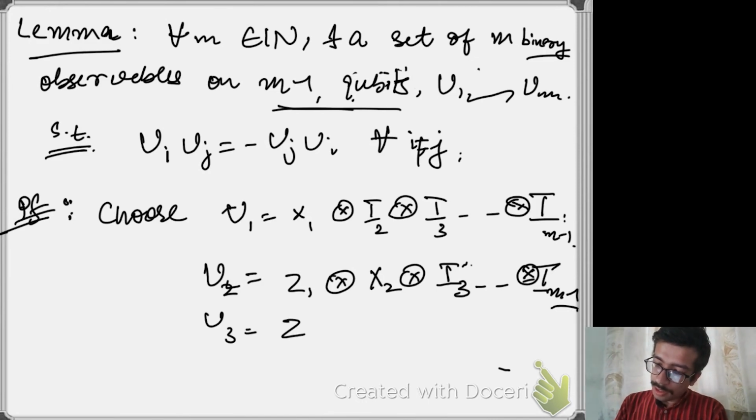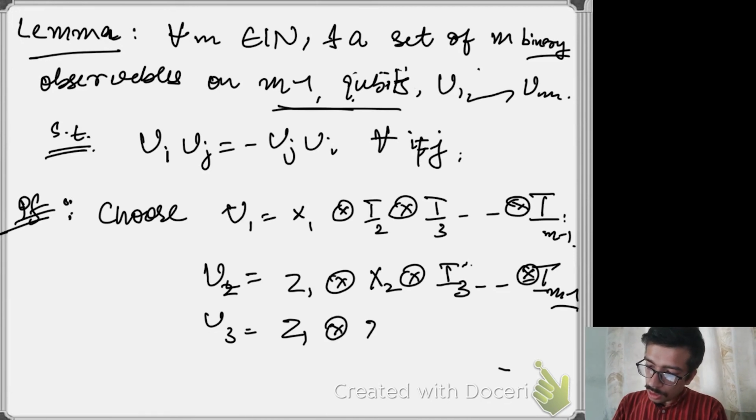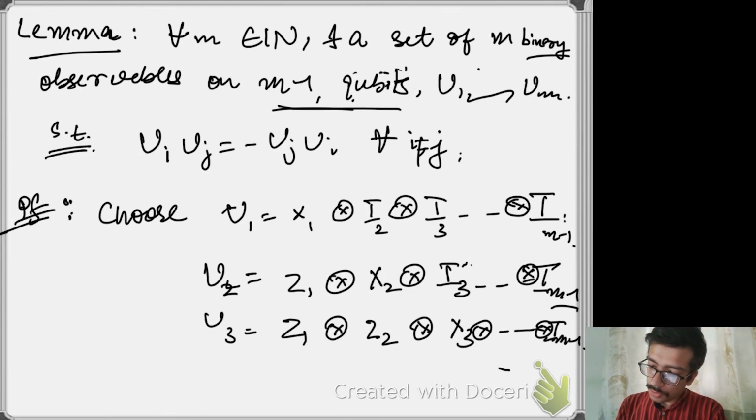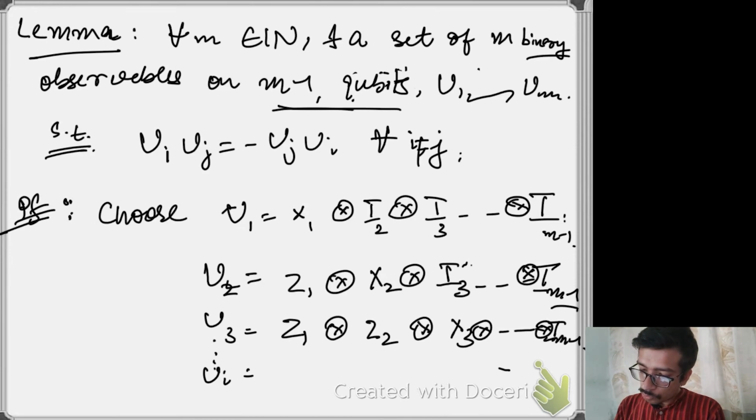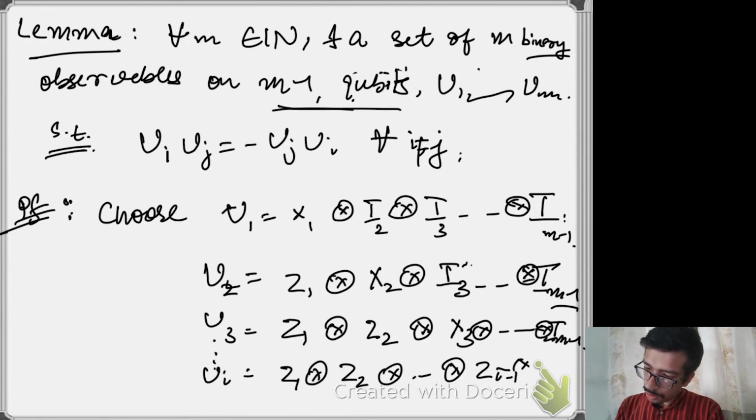For u3, I'll have again z on the first, z on the second, x on third, and finally I on m minus 1. So here up to ui, which will be of the form z1 tensored z2 tensored zi minus 1 tensored xi, and then rest all are identity.